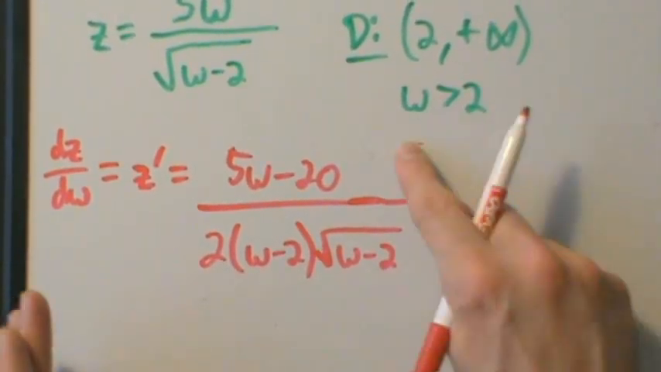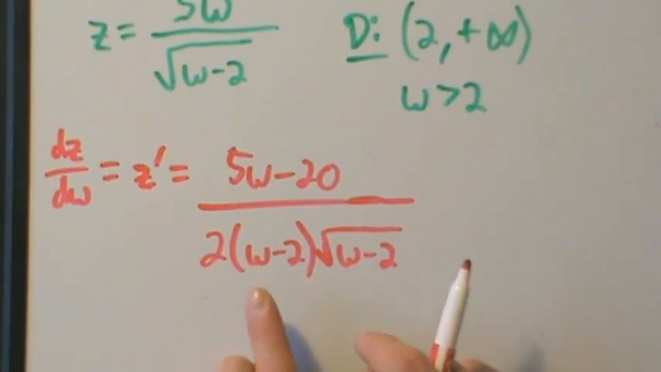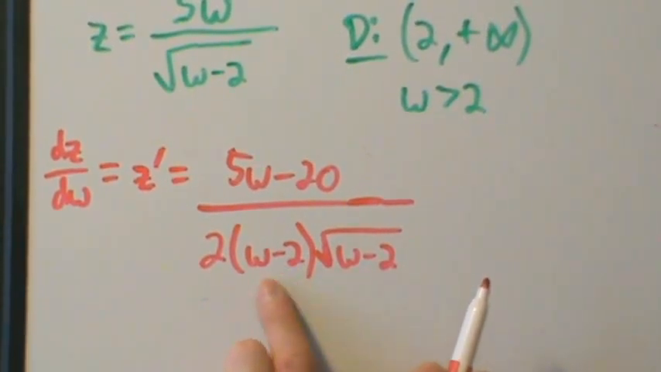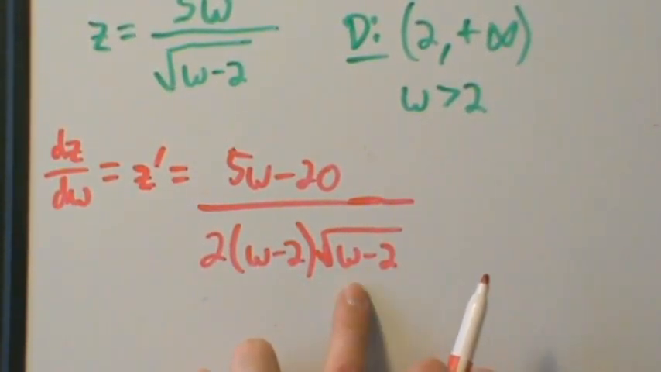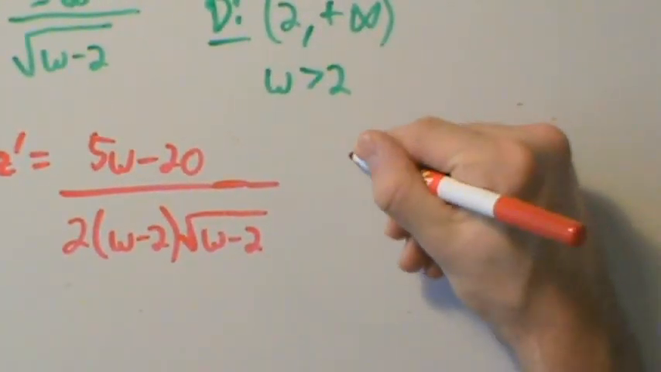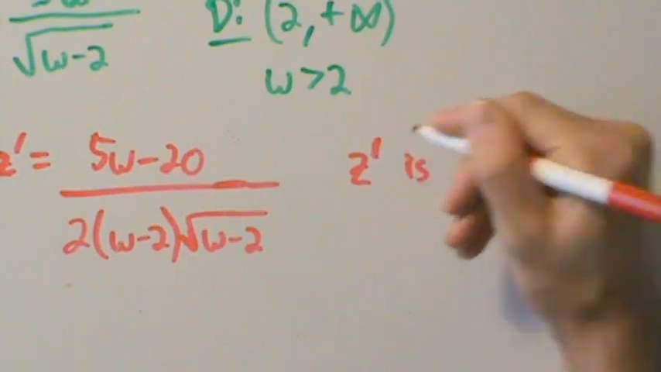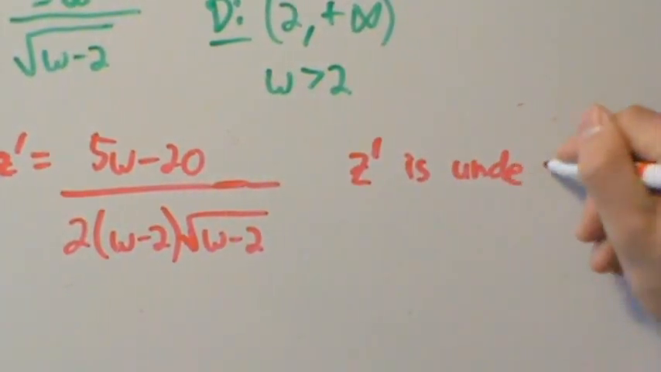Well, let's talk about where it's undefined first. It's undefined when the bottom is 0, which happens when w is 2, from either of these guys. But it also happens if w is less than 2, because if w is less than 2, then we're taking square roots of negative numbers. So actually, z prime is undefined.